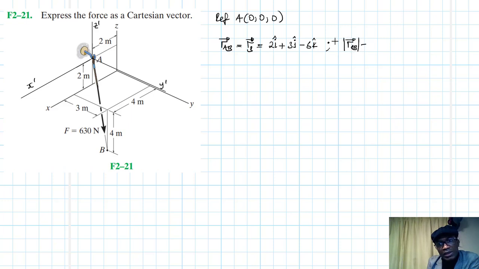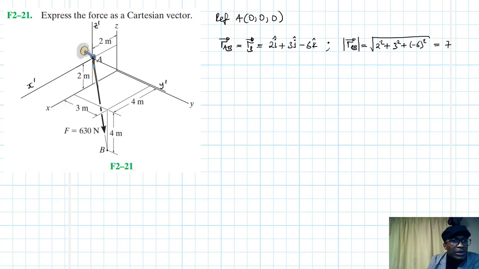Magnitude of this, we just need this for now, is just equal to the square root of 2 squared plus 3 squared plus minus 6 squared. What is this equal to? That's 2 squared, that's a 4, plus 3 squared, which is a 9, and 6 squared, which is a 36. So 49, which is a 7. The magnitude is 7. Alright, so let's write down the components now.